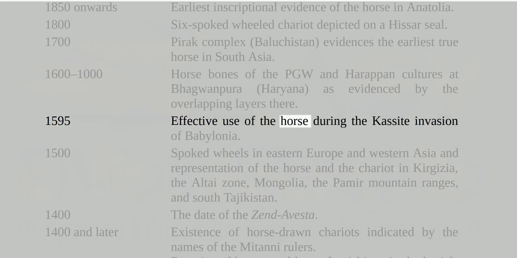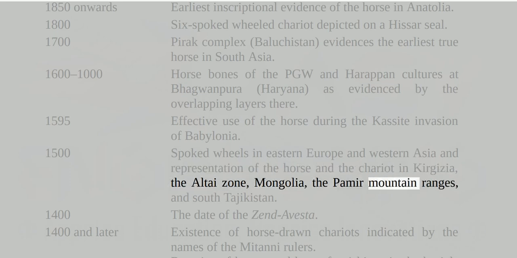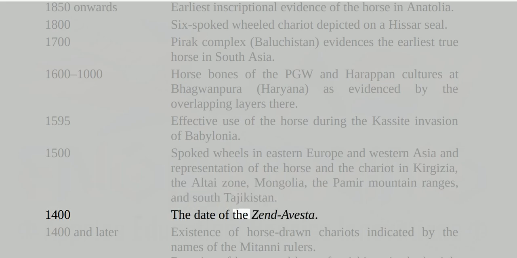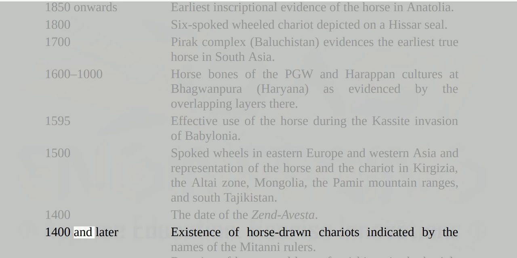1595 effective use of the horse during the Kassite invasion of Babylonia. 1500 spoked wheels in Eastern Europe and Western Asia and representation of the horse and the chariot in Kyrgyzia, the Altai zone, Mongolia, the Pamir mountain ranges, and South Tajikistan. 1400 the date of the Zend Avesta. 1400 and later existence of horse-drawn chariots indicated by the layers there.